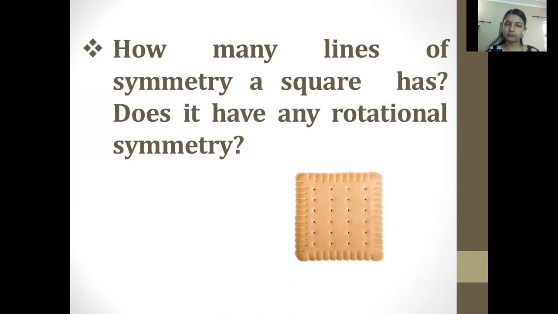Now how many lines of symmetry does a square have? What do you think? How many lines of symmetry would a square have? Yes, rotational symmetry we have to find. Exactly the same, because we know that a square has a center point.